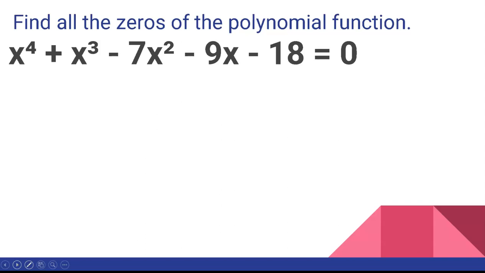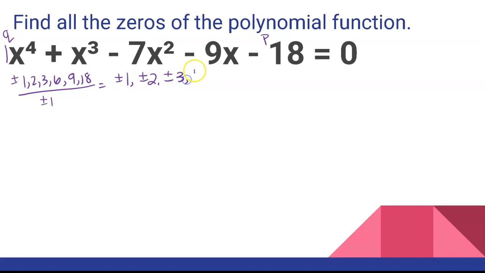First thing, always make our list. My P's will be the factors of 18. So what multiplies to give me 18? 1, 2, 3, 6, 9, and 18. All right, and then my factors of Q. Well, that's nice. So we have positive and negative 1, positive and negative 2, 3, 6, 9, and 18.